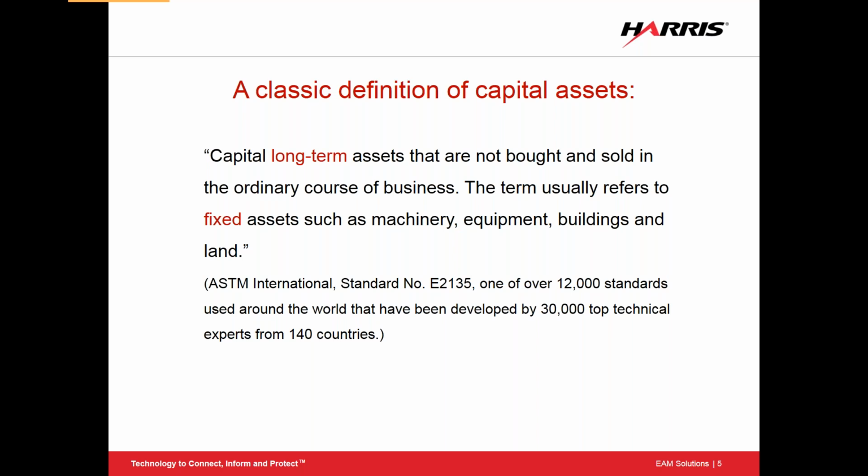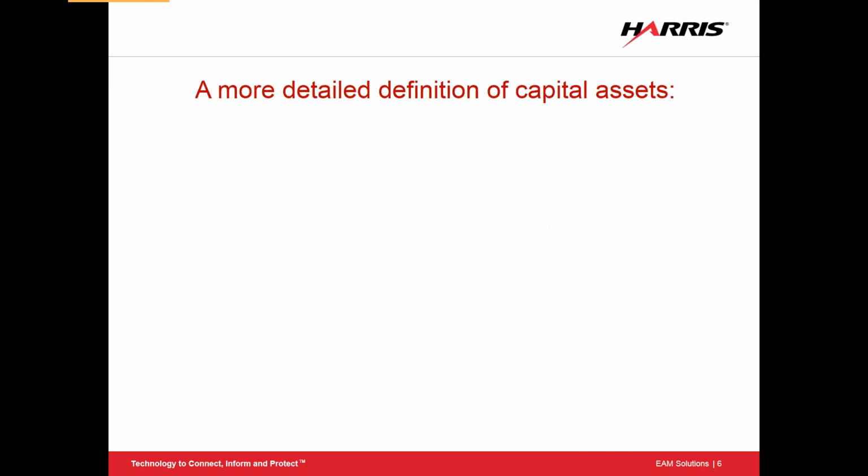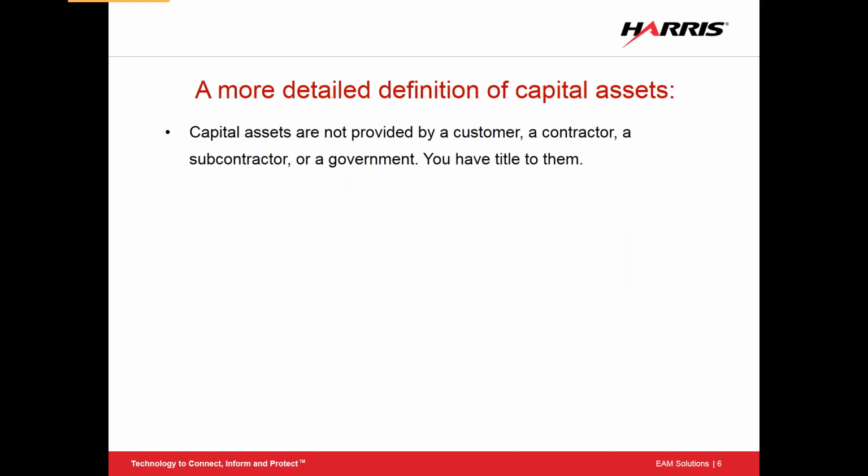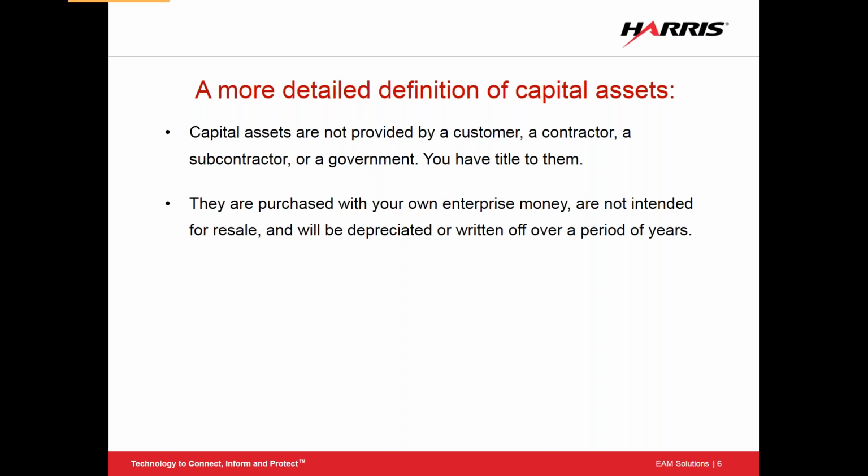So, all right, let's get more specific now with another example that I've gotten into more detail here. First, let's talk about the bullet points. Capital assets are, again, not provided by anyone outside your organization, by a customer or a contractor, for example, or a sub or a government. You have title to them. They're purchased with your own enterprise money. They're not for resale, and you'll have them over a period of years. At least that's the expectation.